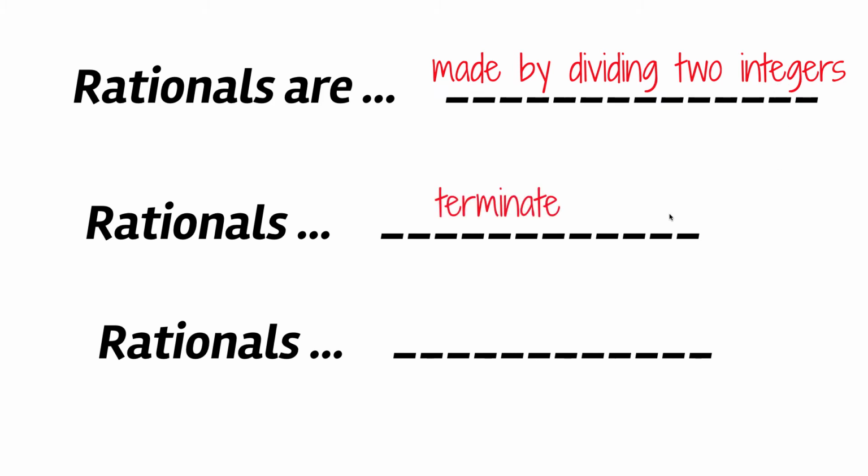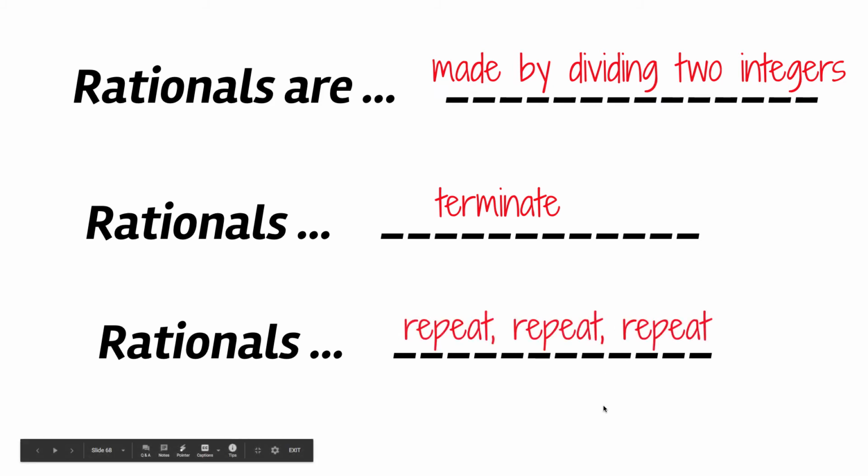Rationals also terminate, like I already talked about, and they also repeat. Rational numbers are any type of number that when you change them to a decimal, the decimal stops or the decimal repeats. Remember, whole numbers can be written as a decimal. The decimal point is just normally invisible with whole numbers.